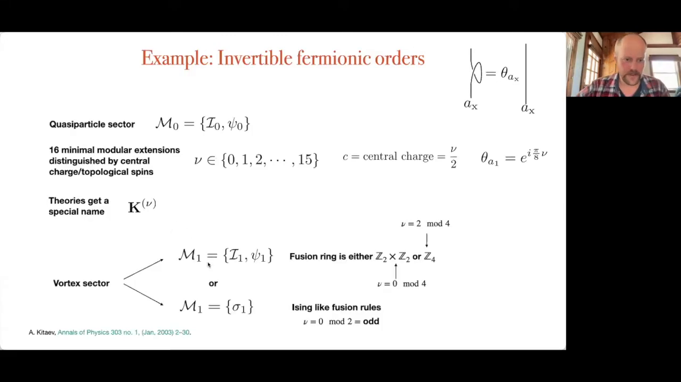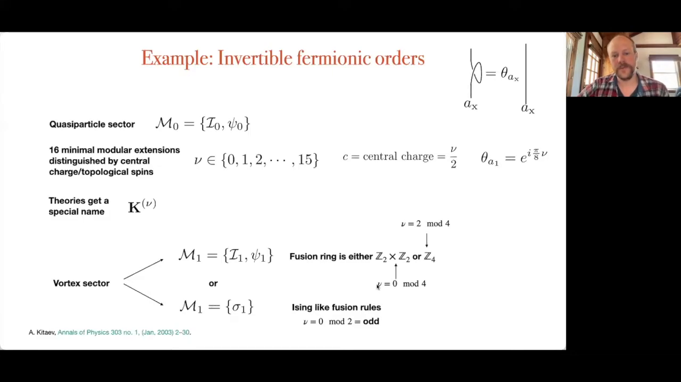I'm not going to give a complete description. Their quasi-particle sectors all look the same. They're all just trivial particle and a fermion. Their vortex sectors look like the following. So they either have one non-abelian object, which I didn't describe what that was, but it's related to these Majorana zero modes or Ising topological orders, if you're familiar with that. And half the theories are of this form. So if nu is odd, you have this so-called Ising-like theory.